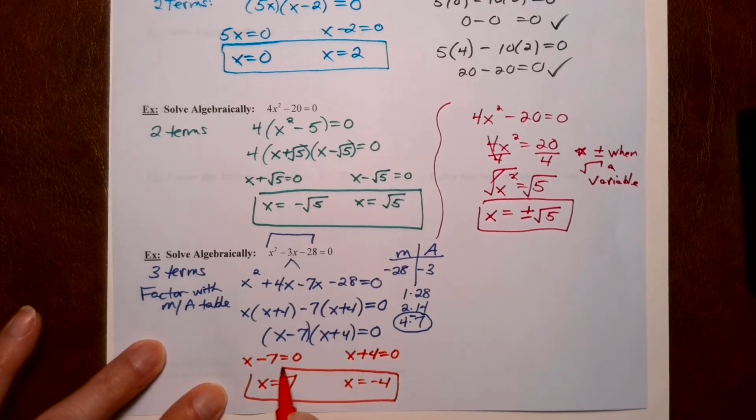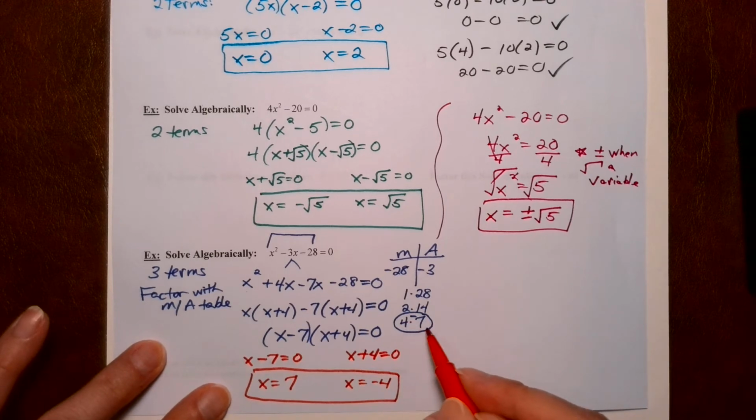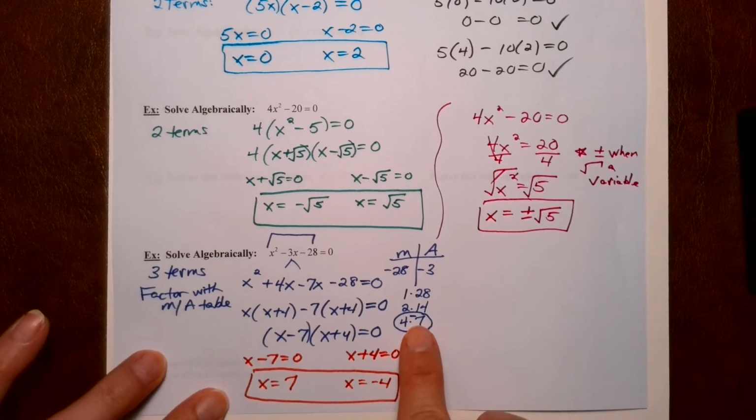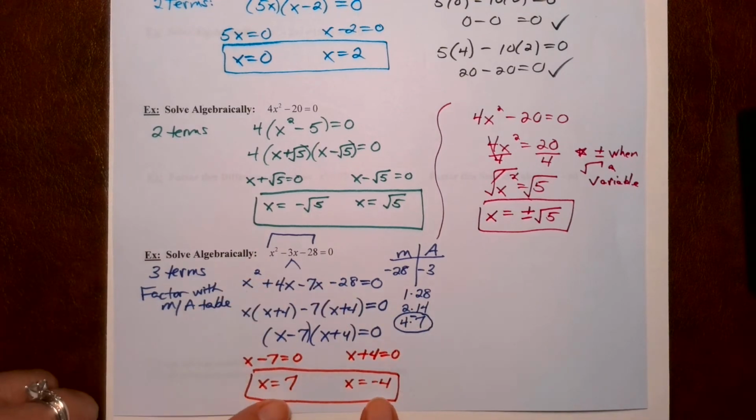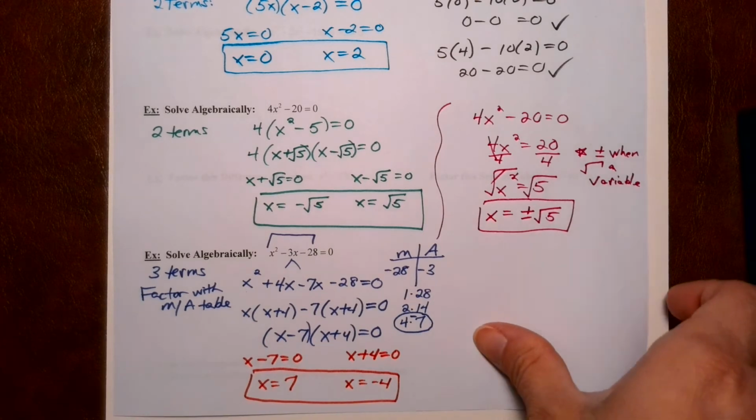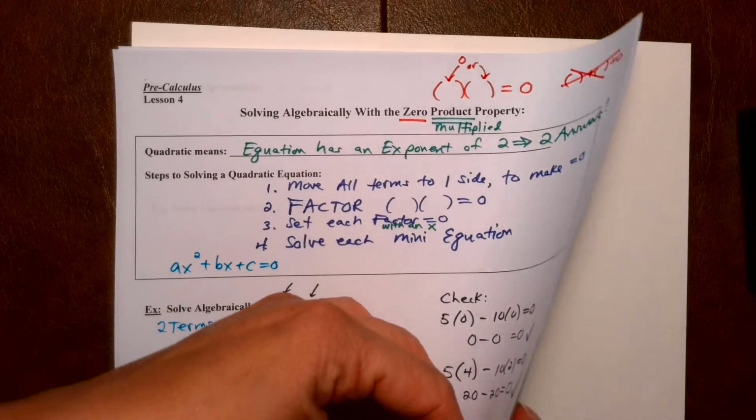Please don't just take these numbers here and say those are your answers. Those are the numbers that we use to split the middle. They were a little bit related this time to our answer, but they're not the solutions. Okay, we're getting good at solving.